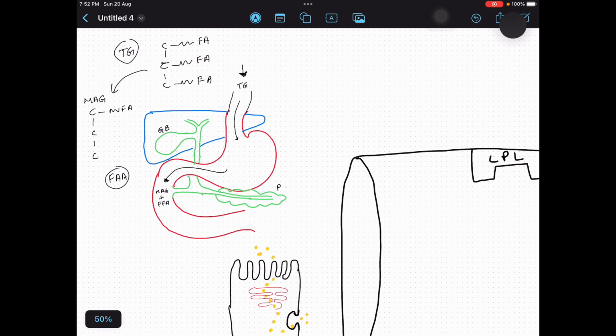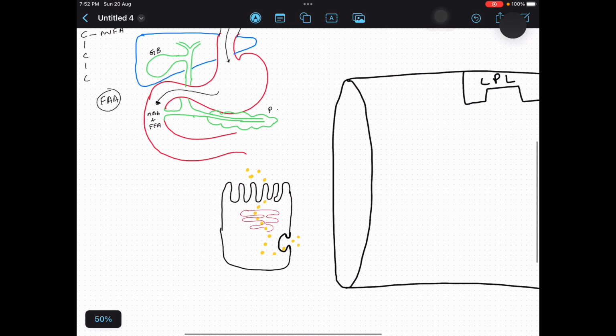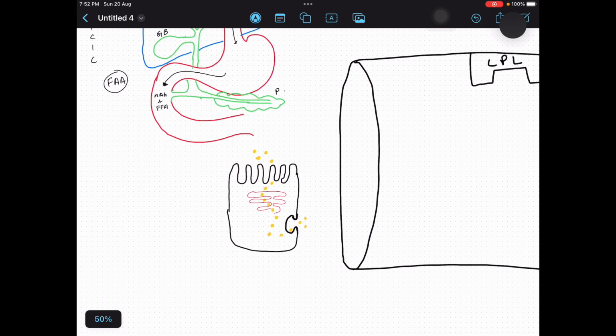So when these monoacylglycerol and free fatty acids are present in the second part of the duodenum, there is something called duodenal brush border cells. These duodenal brush border cells help in absorbing this monoacylglycerol and free fatty acids. These dots represent monoacylglycerol and free fatty acids.